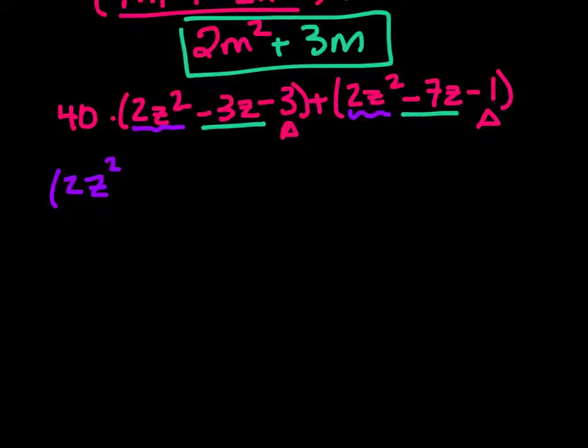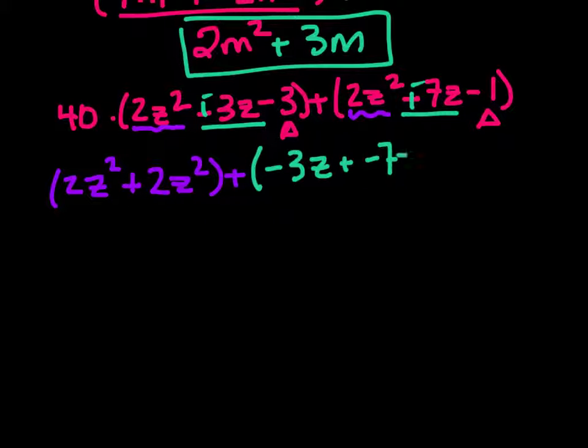We have 2z squared plus 2z squared. Awesome. Then, after that, we have plus negative 3z. I can always write that as plus a negative, and I can write that as plus a negative, plus negative 7z. And then last but not least, we have plus negative 3 plus a negative 1. Same goes for these ones. We can always write those as plus a negative.